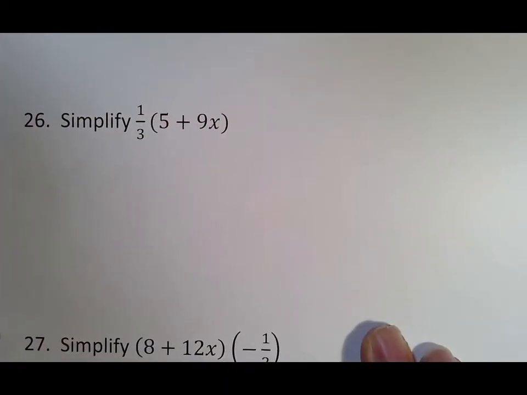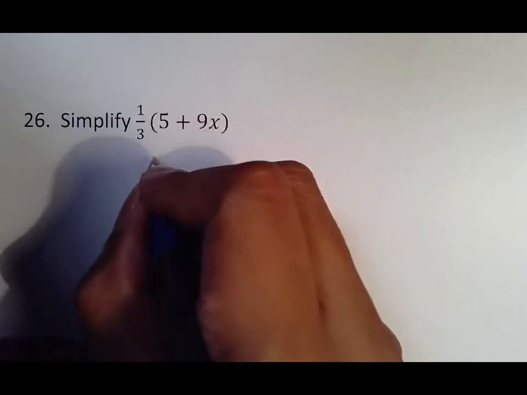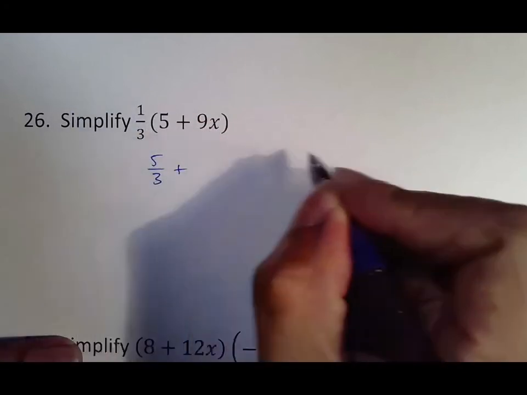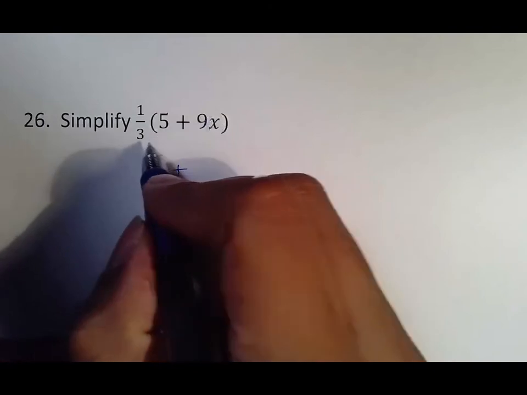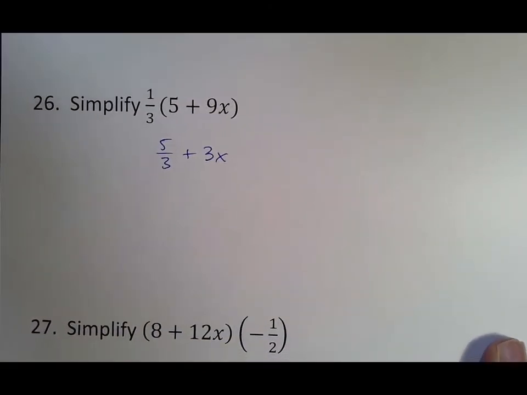Just like I talked about earlier, your 1/3 means try to divide, which you can't. And then if you can't, you send that number up to the top. Try to divide, which you can. So go ahead and do that, and then attach that variable to it. And that's it.